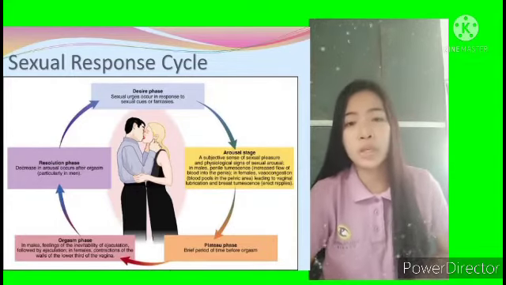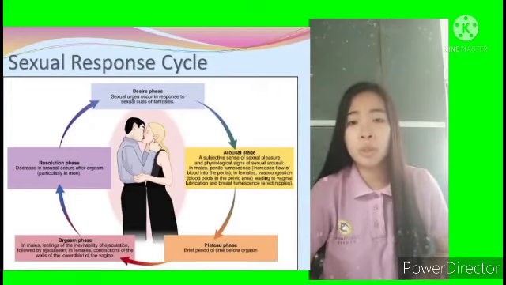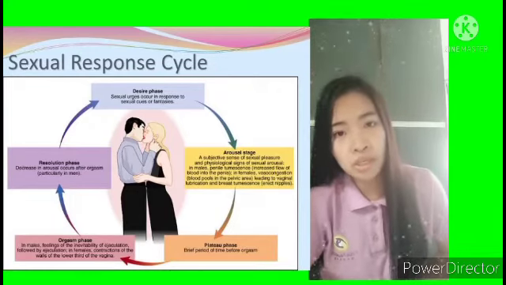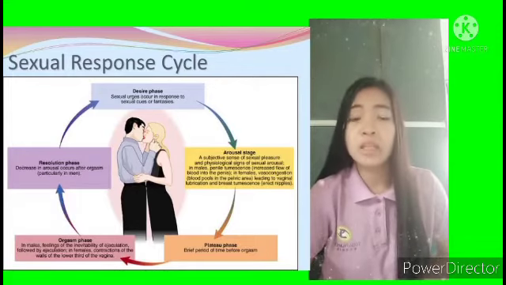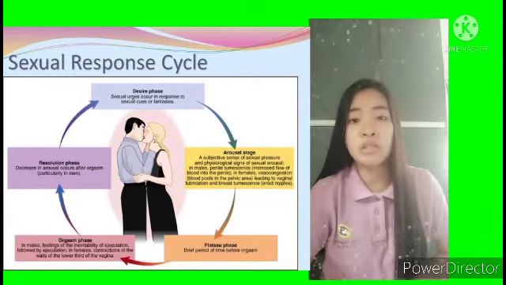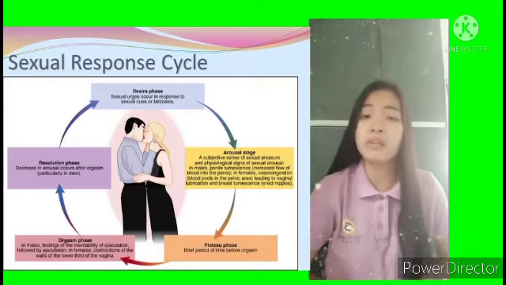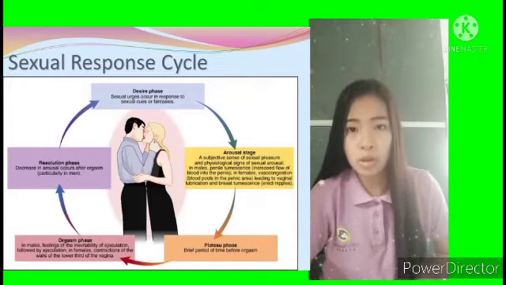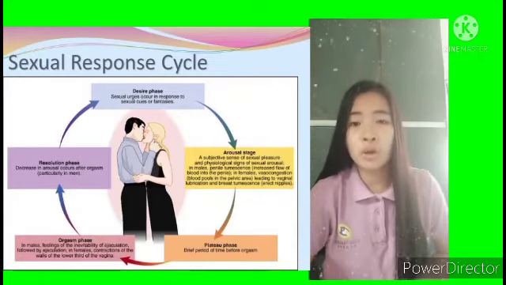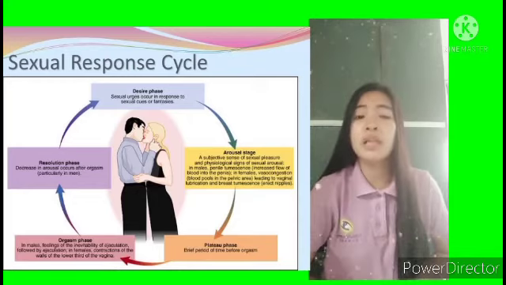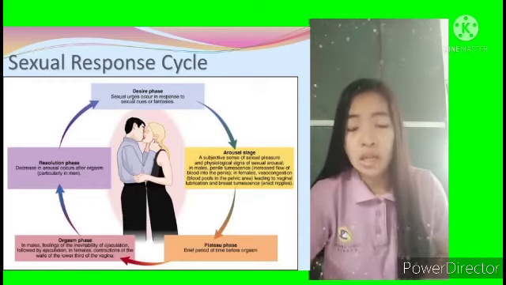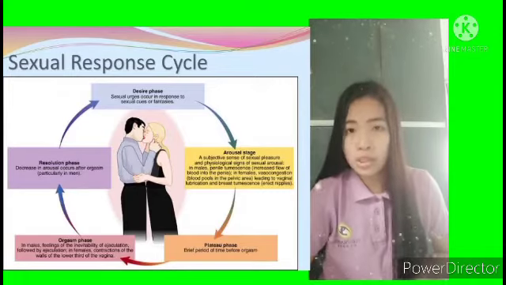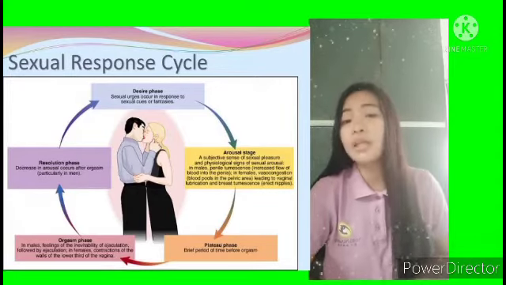And then we have the plateau phase. It is the brief period of time before the orgasm phase. Then the orgasm phase. In males, it is the feeling of inevitability of ejaculation, followed by ejaculation. While in females, it is the contractions of the walls of the lower third of the vagina. And then the last one is the resolution phase. It is the decrease in arousal that occurs after the orgasm, particularly in men. So those are the phases of the sexual response cycle.